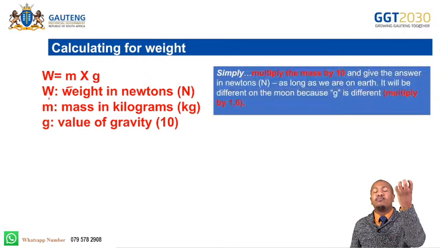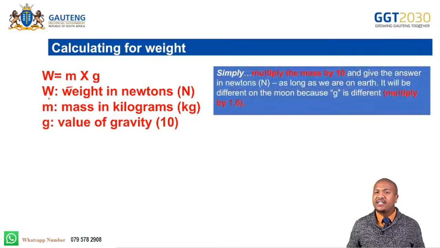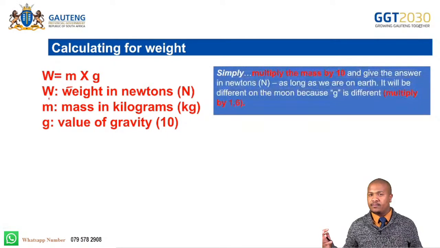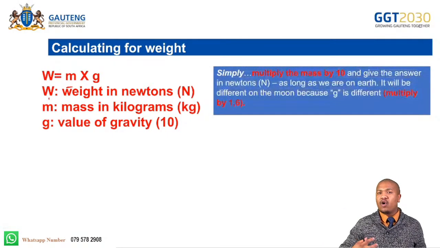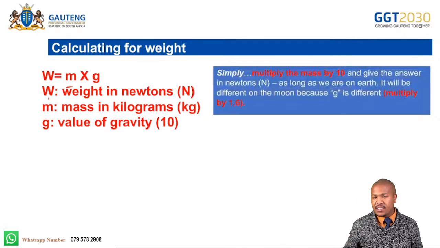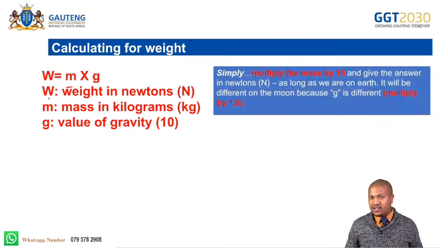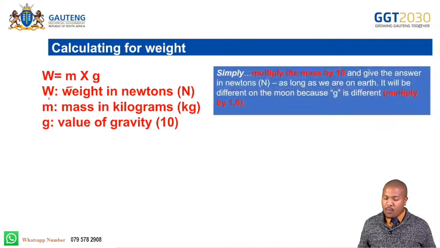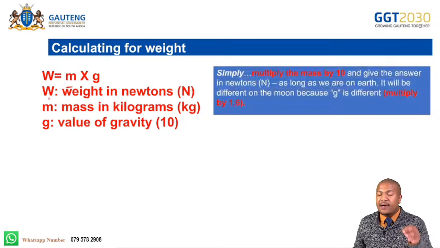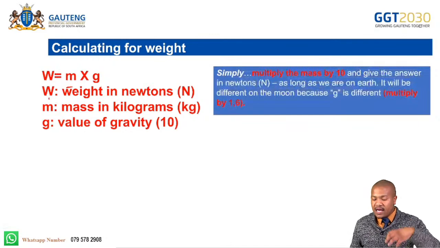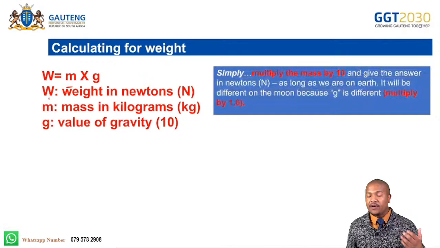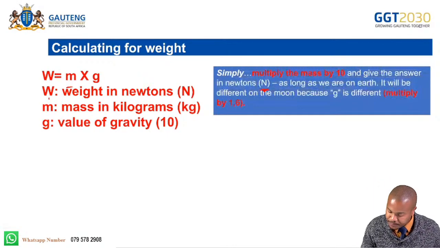the gravitational pull of the Earth. But it is different on the moon, right? The gravitational pull on the moon is 1.6. Are we together? So how can we find the answers in the different situations? We simply multiply the mass of an object by 10, but only if we're calculating weight on Earth, right? And we have to give the answer in newtons.